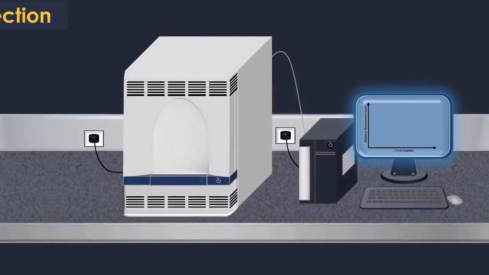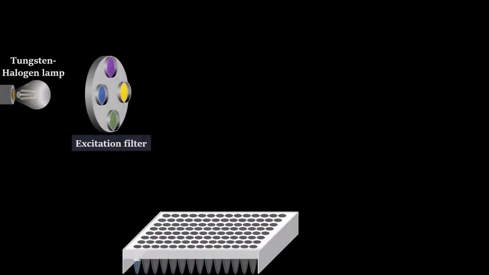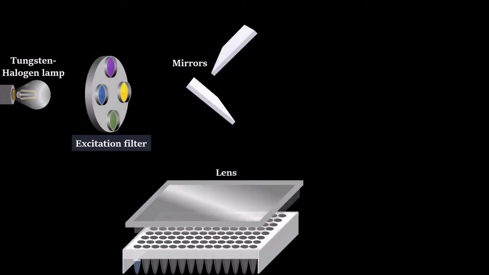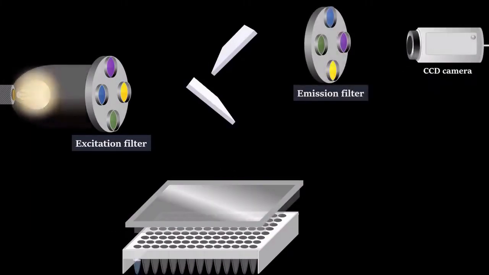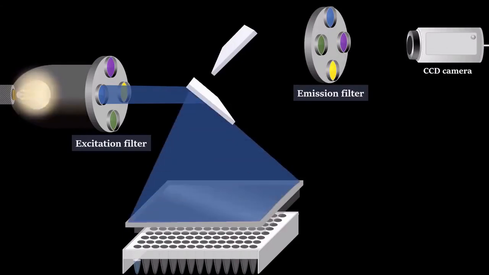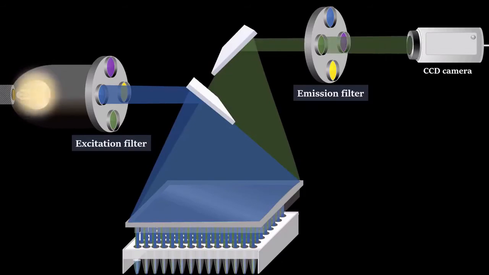For the measurement of the fluorescence signal, a tungsten halogen lamp, an excitation filter, mirrors, lens, an emission filter, and a charge-coupled device CCD camera are used. Filtered light from the lamp is reflected off a mirror, passes through a condensing lens, and is focused into the center of each well. Then fluorescent light emitted from the wells reflects off the mirror, passes through an emission filter, and is detected by the CCD camera.